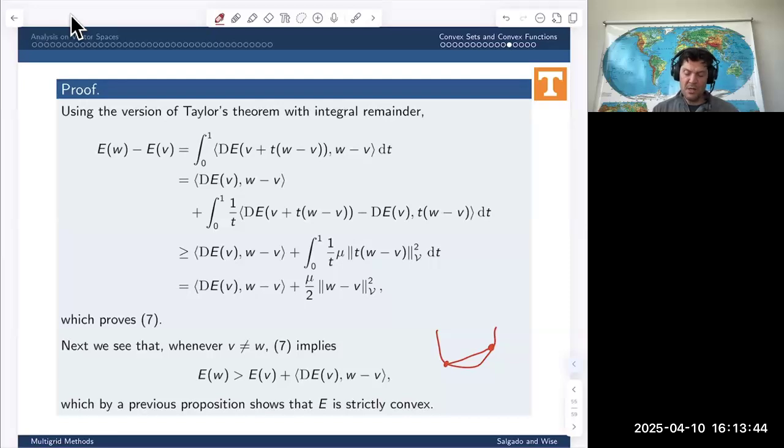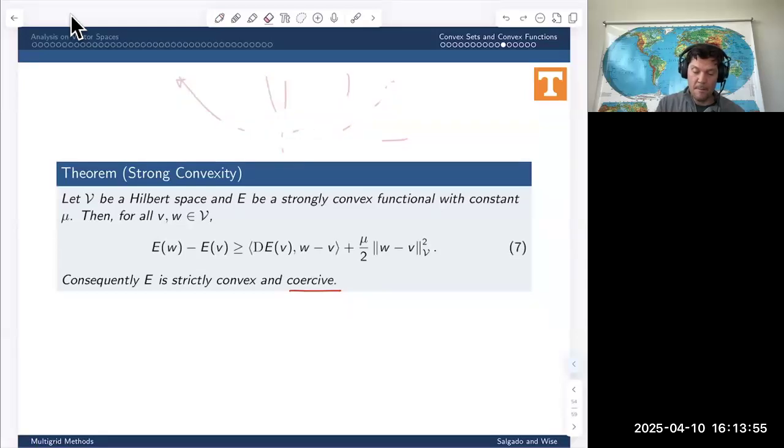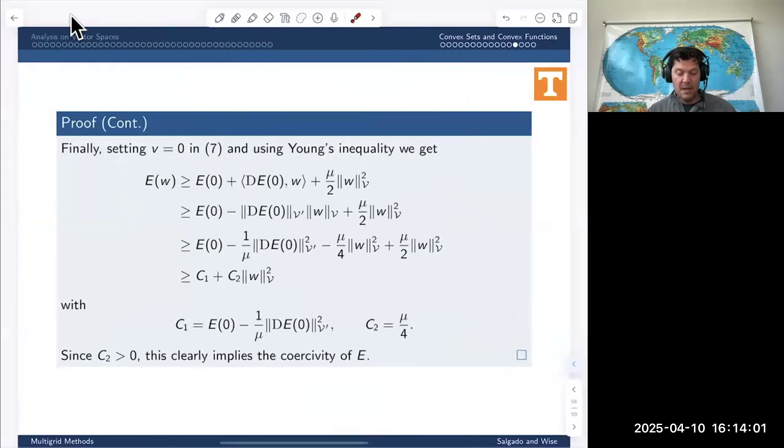So the last point that we have to establish, and we didn't have enough time to finish last time, is this coercivity piece. So I want to address that now. So what does it mean to be coercive? It means that as the variable gets large, then the function values of e should get large.